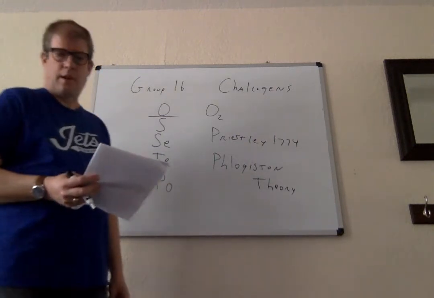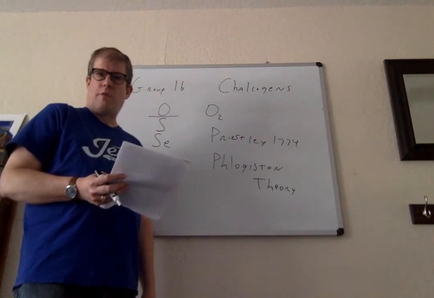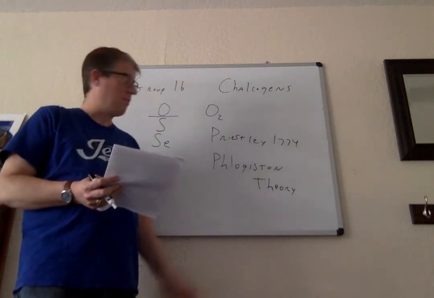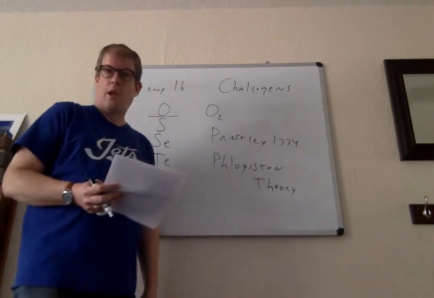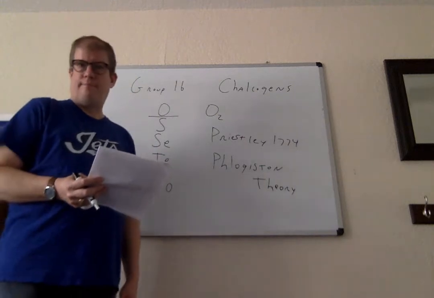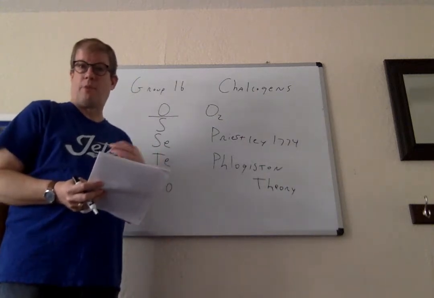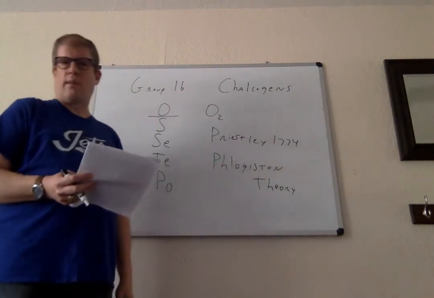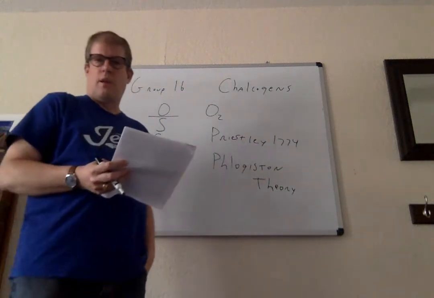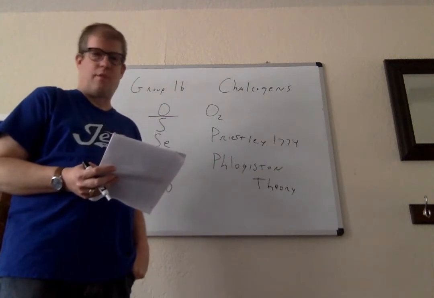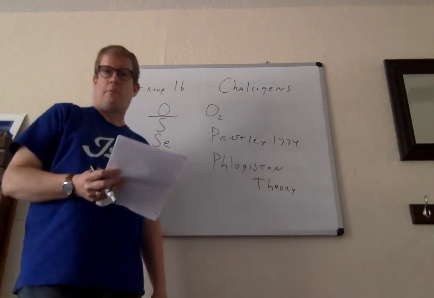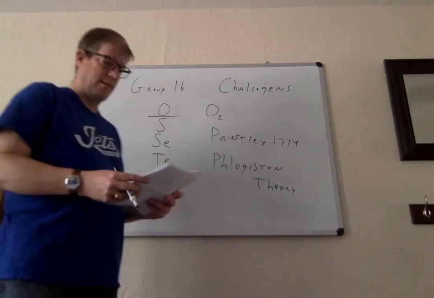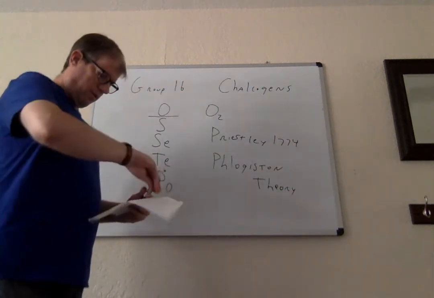But this is actually incorrect, because if you combine any substance with oxygen and burn it in a closed container, that stuff will have a higher mass. And so that is what Priestley did in 1774. He disproved the phlogiston theory. This was further confirmed a year later by Antoine Lavoisier in 1775.